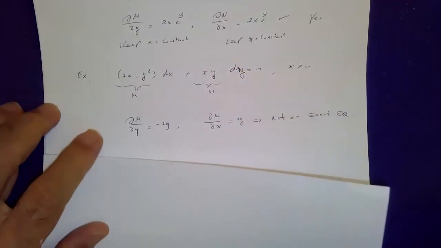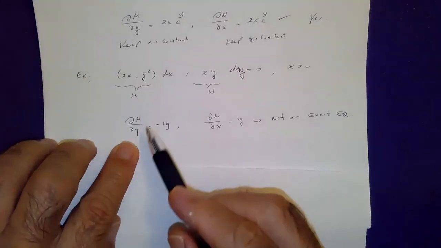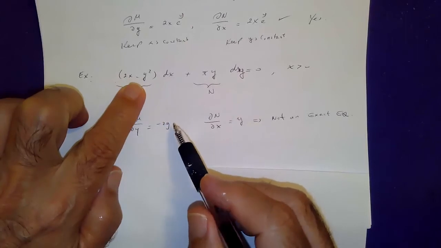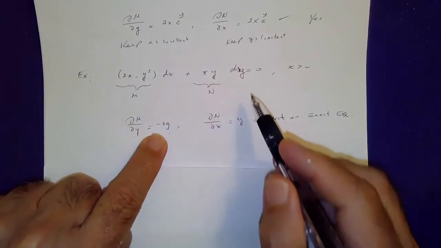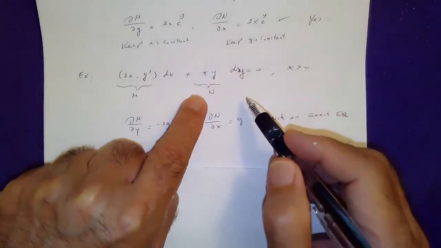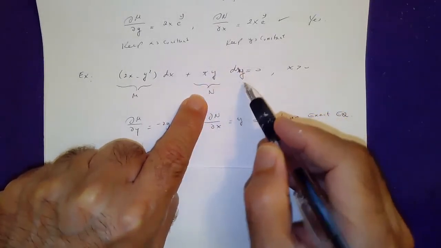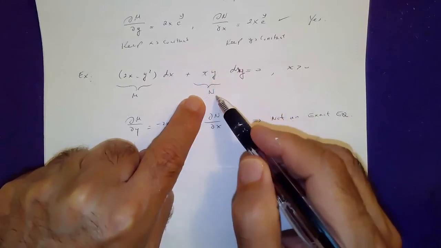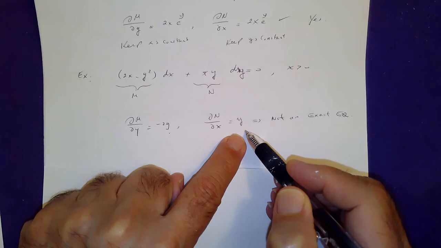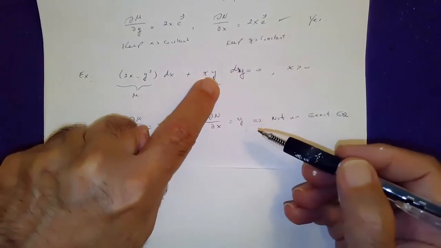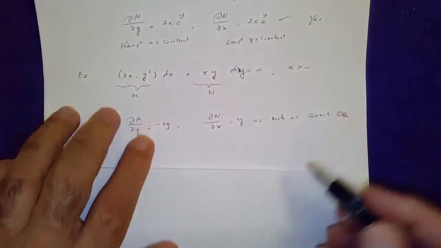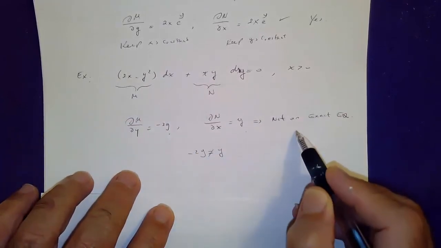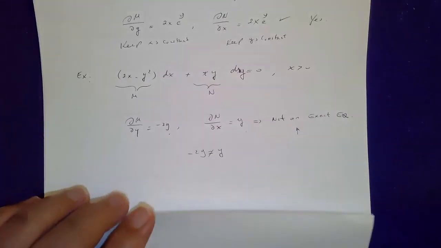So the partial of M with respect to y: this guy is constant. Derivative of what? Negative y squared is negative 2y. This guy is N, because that's the coefficient of dy. And the partial derivative of this guy with respect to x is just y, because y would be constant. So negative 2y is not the same as y, therefore it is not an exact equation.